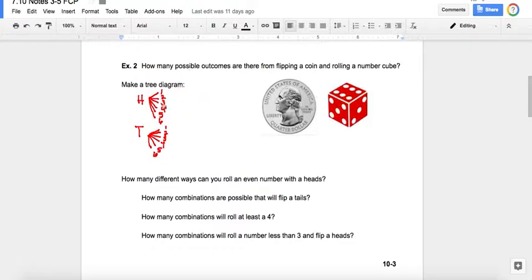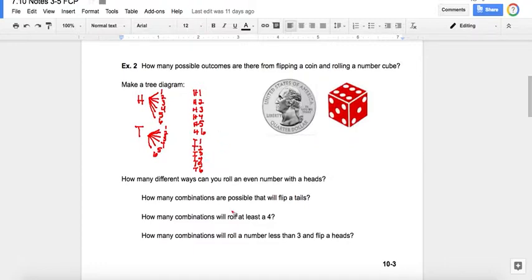So let's write out our possible outcomes. We can have heads and roll a 1. We can have heads and roll a 2. Heads and a 3, heads and a 4, heads and a 5, and heads and a 6. And then we can also have tails 1, 2, 3, 4, 5, and 6.